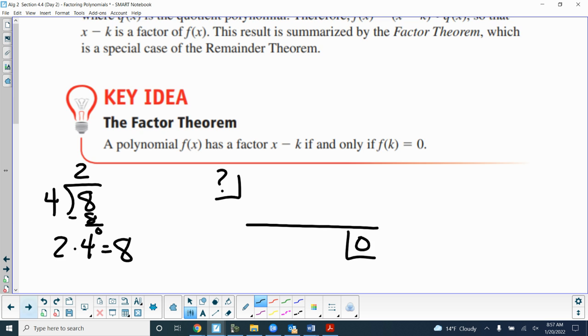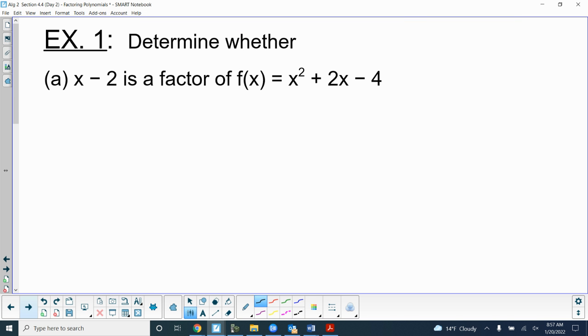So here's the type of problems you're going to be asked. Determine whether x minus 2 is a factor of x squared plus 2x minus 4. Okay? So remember, what goes in our little corner?